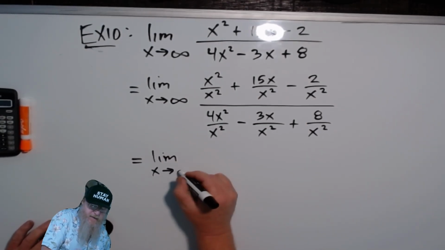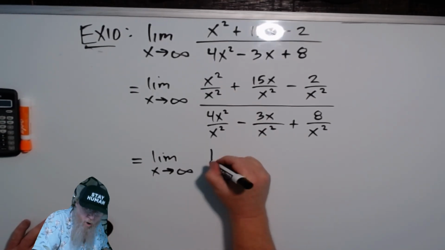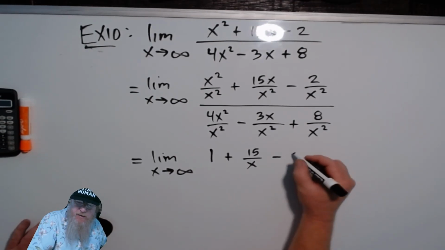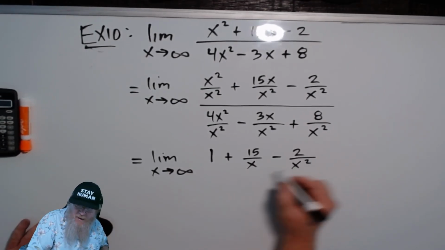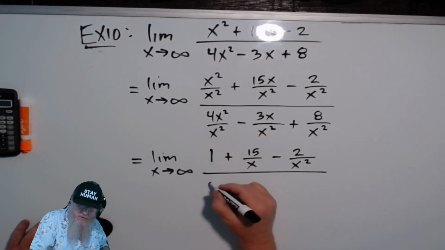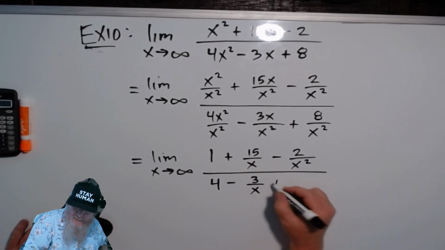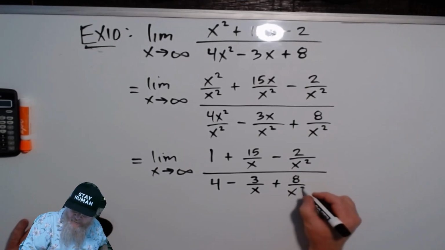This one's pretty tame. So you're going to get 1 plus 15 over x minus 2 over x squared. Then you're going to get 4 minus 3 over x plus 8 over x squared.